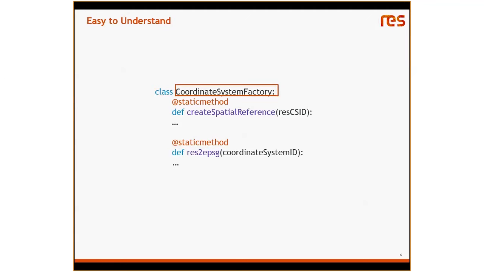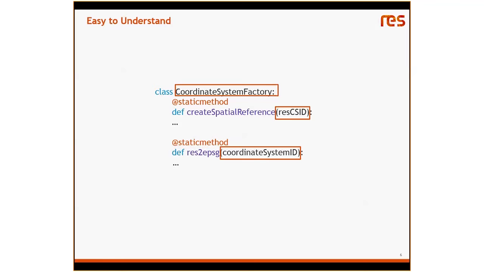Firstly, the class name. A factory is a standard design pattern for creating objects. So this name suggests that the class creates coordinate systems. But do the functions do this? The second question is res CSID. Now, what is this? It's probably a res coordinate system ID, which we'll use to create a special reference. But is it the same thing as coordinate system ID? If so, why are they different?